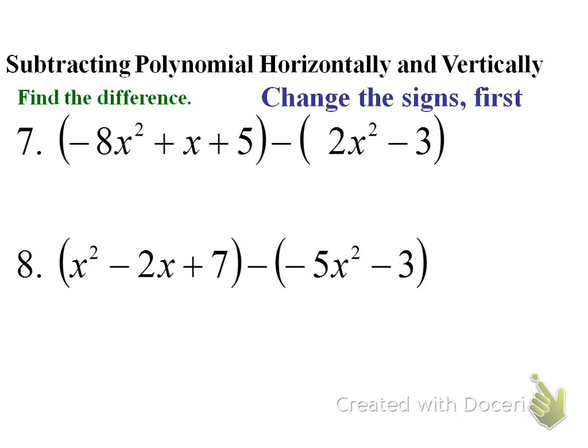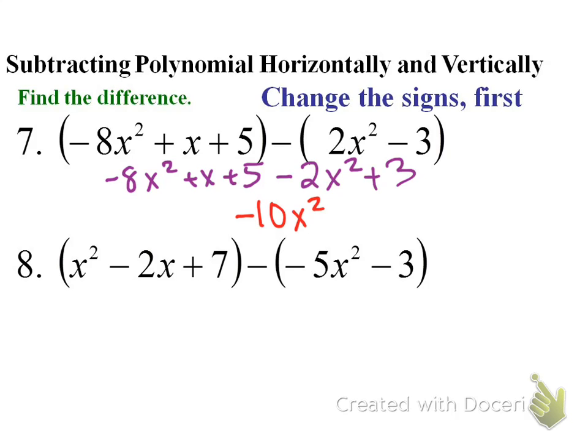Alright, more practice with subtraction. Don't change anything in your first polynomial. How would I rewrite the second one? Good. Alright, combine your x squareds. They're both negative, so I can add them, keep the negative sign. I get negative 10x squared. Nothing's going to combine with that x. And then my constant is 8.